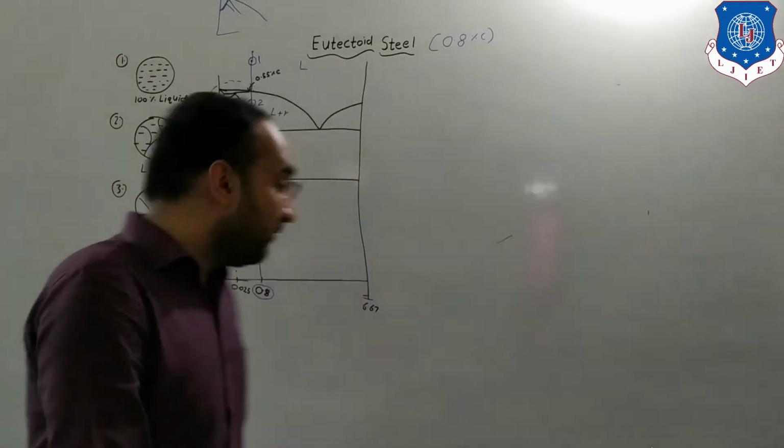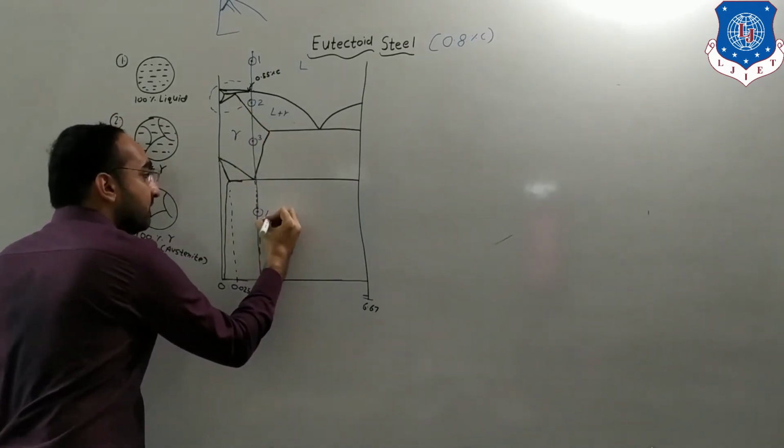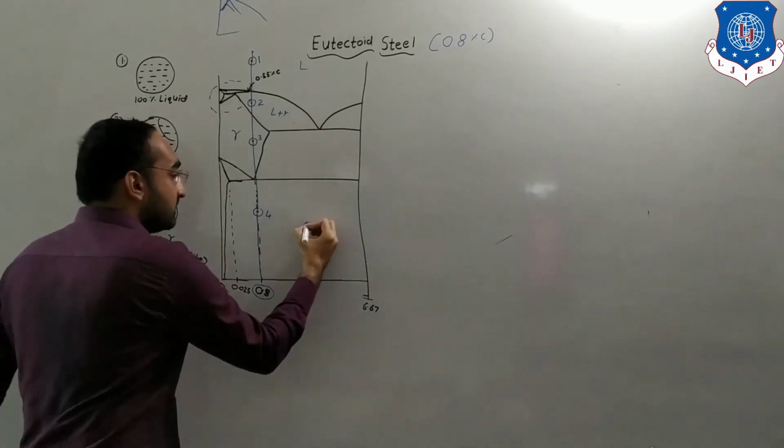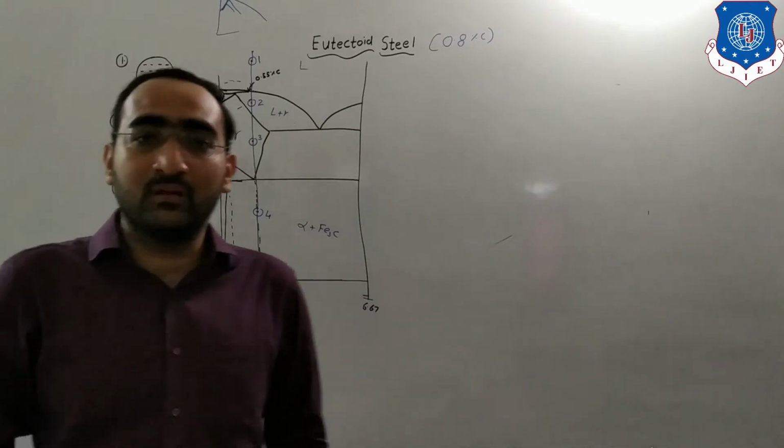Now further cooling, whenever we come over here, that is our fourth point. The fourth point is based on alpha plus Fe3C. Alpha plus Fe3C.